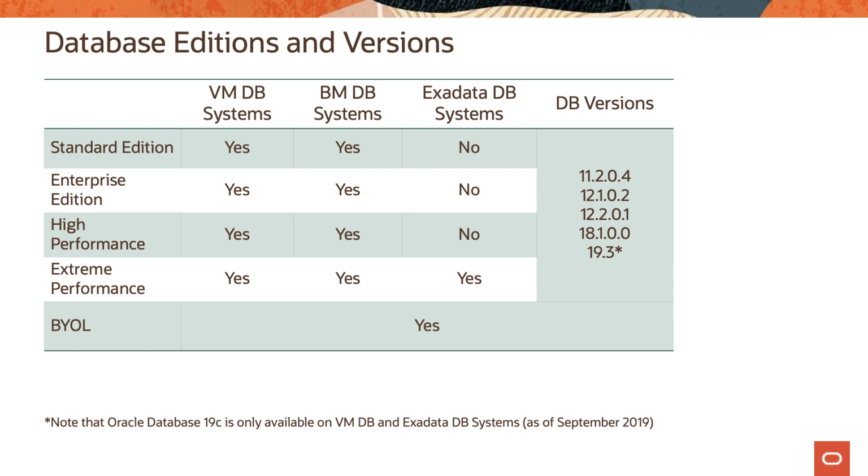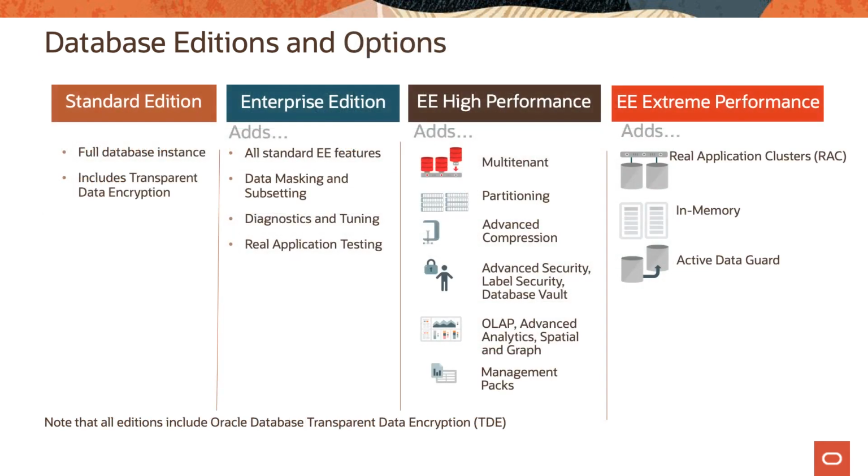In this slide, you see the various DB system offerings in Oracle Cloud Infrastructure, as well as the different database editions and also the bring your own license model support for the different database systems in Oracle Cloud Infrastructure. In this slide, you will see that transparent data encryption is available in all the database editions that is available in Oracle Cloud Infrastructure.